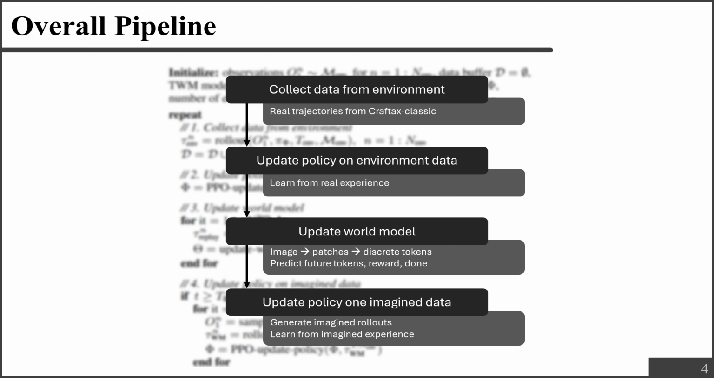The final step is to update the policy using imagined data. Once the world model is trained, it generates imagined rollouts, and the policy is further improved using this imagined experience. So the core idea of the paper is not to rely only on real experience, but to improve sample efficiency by learning from both real and imagined experience.